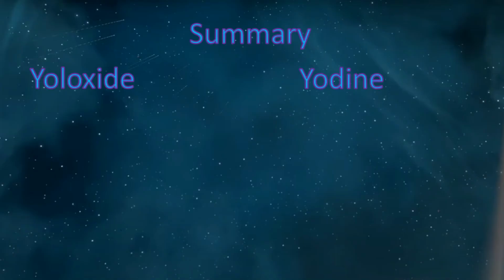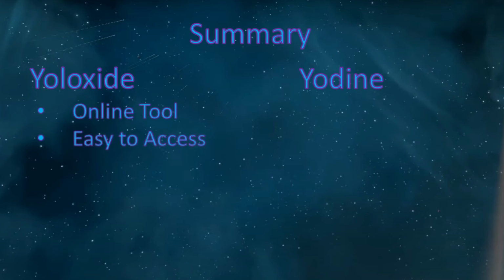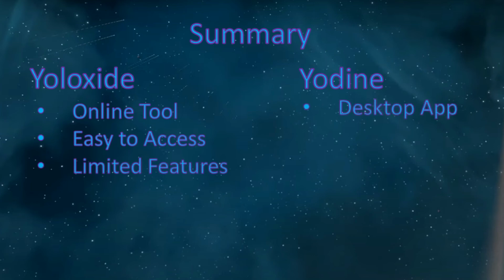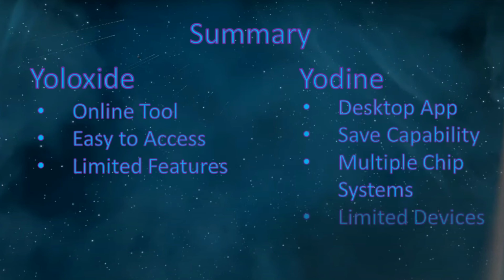I'm going to finish this video off with a summary of the two tools we went over. We started off with Yolol, which is an online tool, is easy to access, but it's limited in its features. The other one is Yodine, which is an application that you'd have to download. This one will let you save your projects to work on over time, allows multiple chips, but is limited in the devices that are currently implemented.